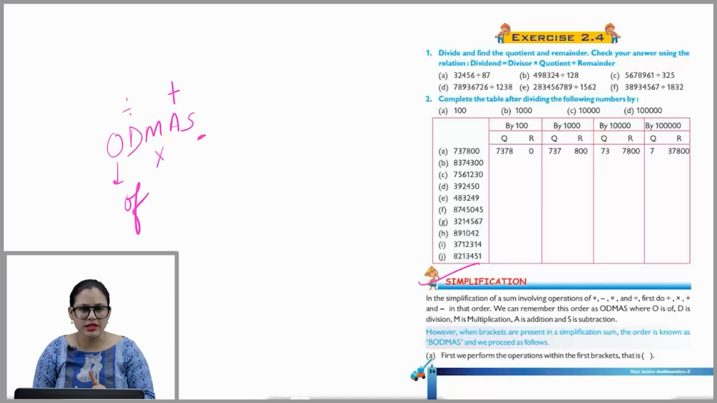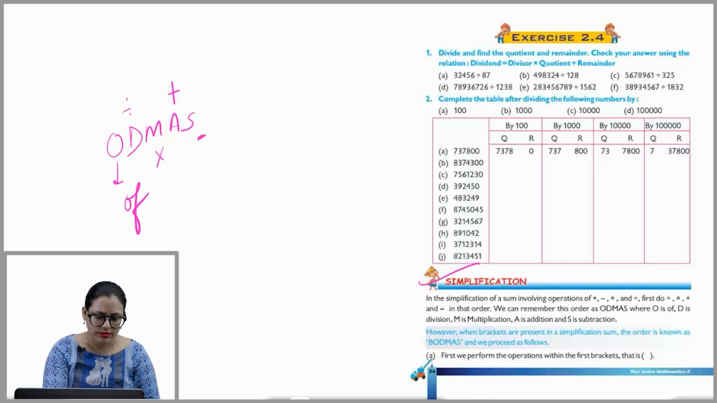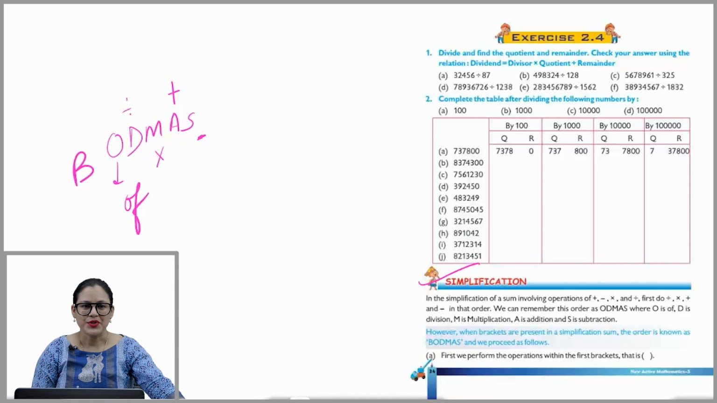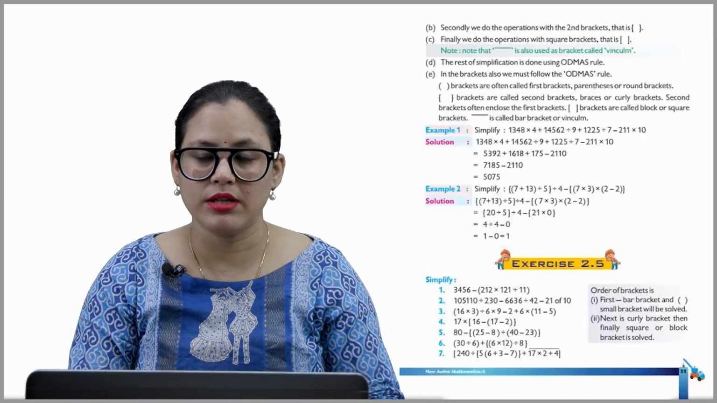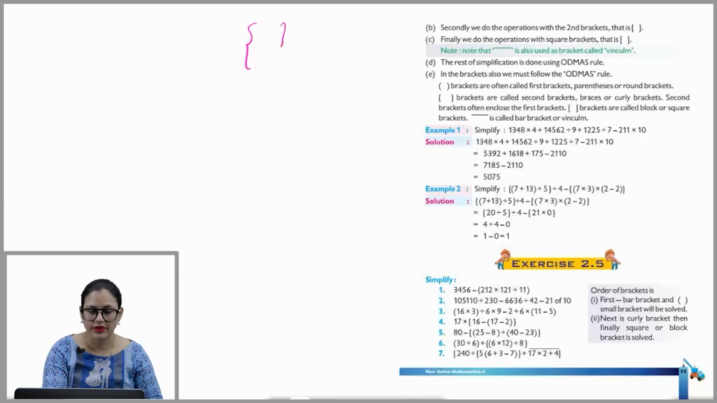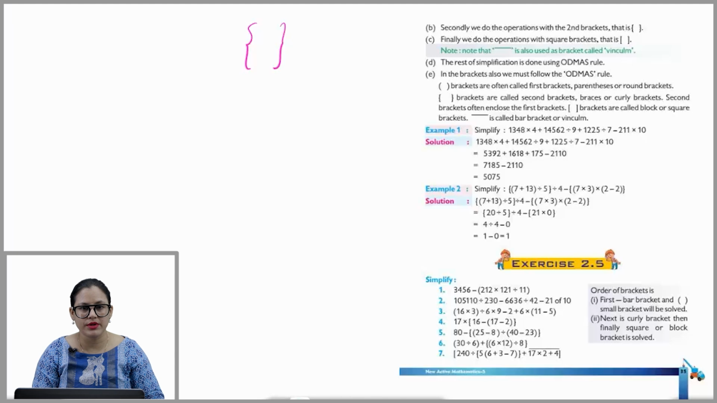However, when brackets are present in a simplification sum, the order is known as BODMAS, B for bracket. So first we perform the operations within the first bracket, that is this bracket. Secondly, we do the operations within the second bracket, which is this curly bracket. And finally, we do the operations within the square brackets. These are the square brackets.